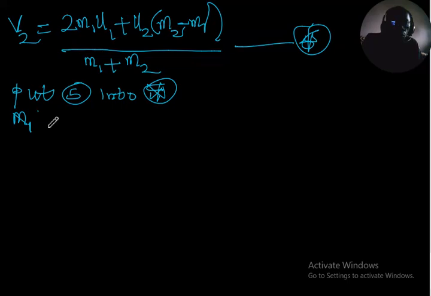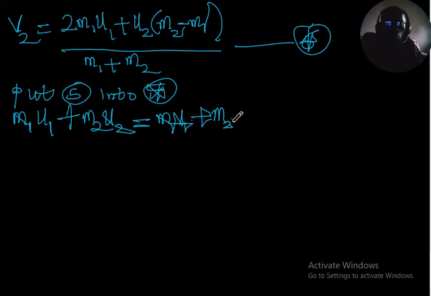U1 plus M2 U2, M1 U1 plus M2 U2 equals to M1 V1 plus M2 V2. So once you have this, what are we putting now? We are putting the value of equation 5, which is V2.